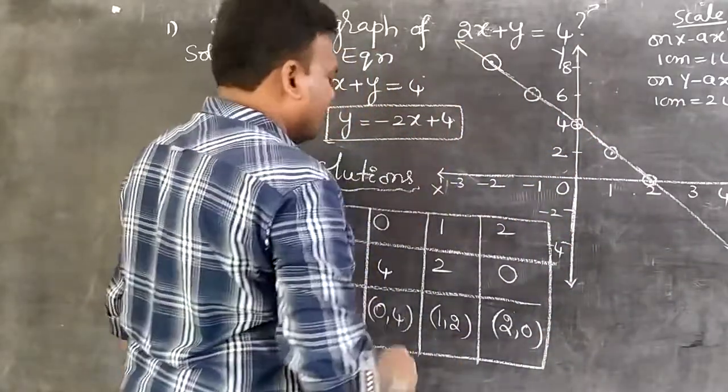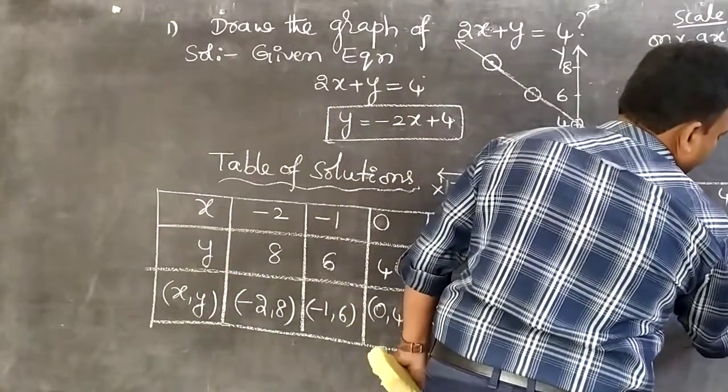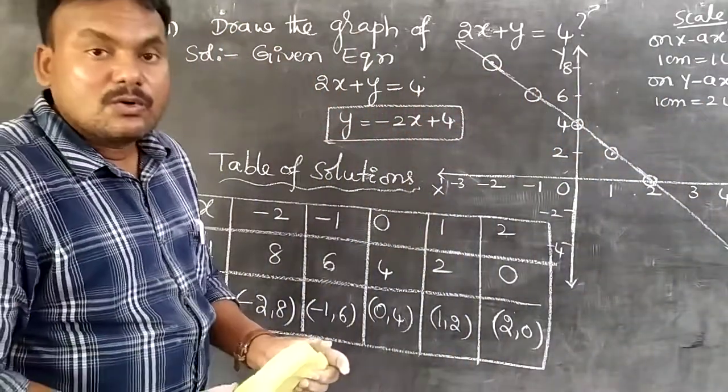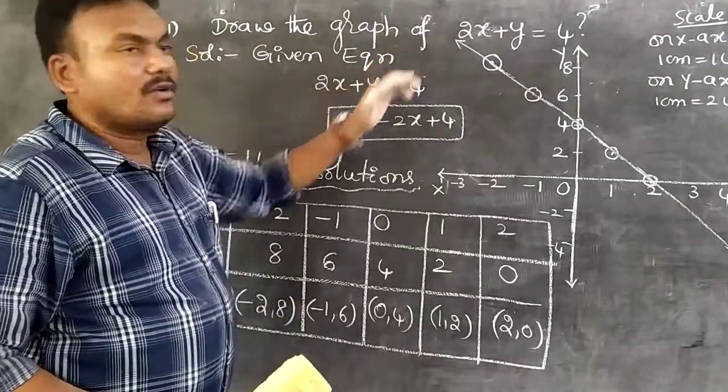Okay. Which is the equation? 2x plus y equal to 4. Like these, students. Okay, how to draw a diagram? Carefully observe. First, to draw the graph of 2x plus y equal to 4.